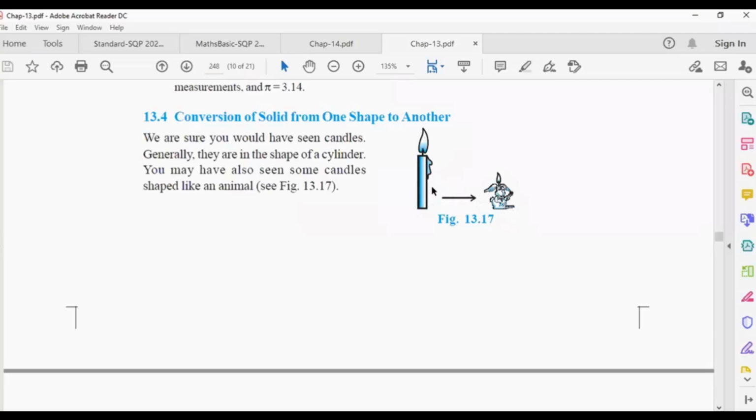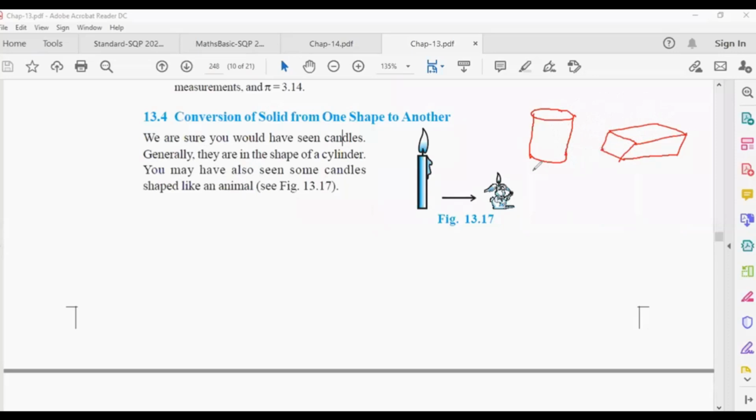Not only in the case of the candle, suppose you take an iron cylinder and melt it, the iron will become liquid. And if you pour that liquid into some cubical box, you will get a cuboid with the same liquid. So again, the volume will remain the same. That's the idea.